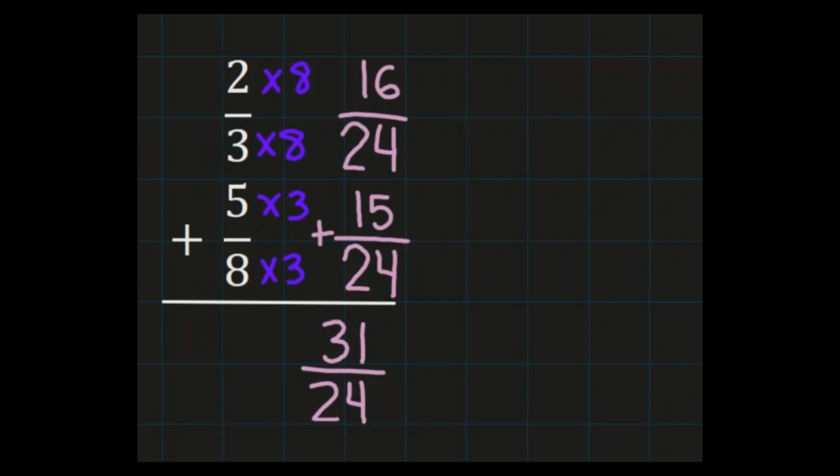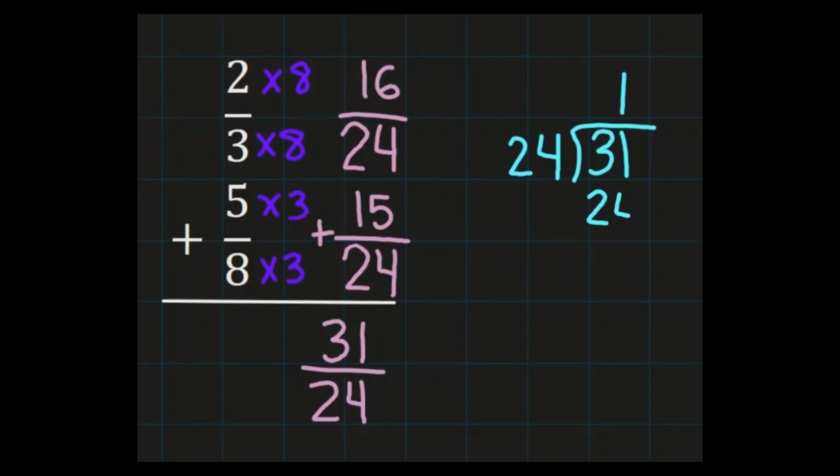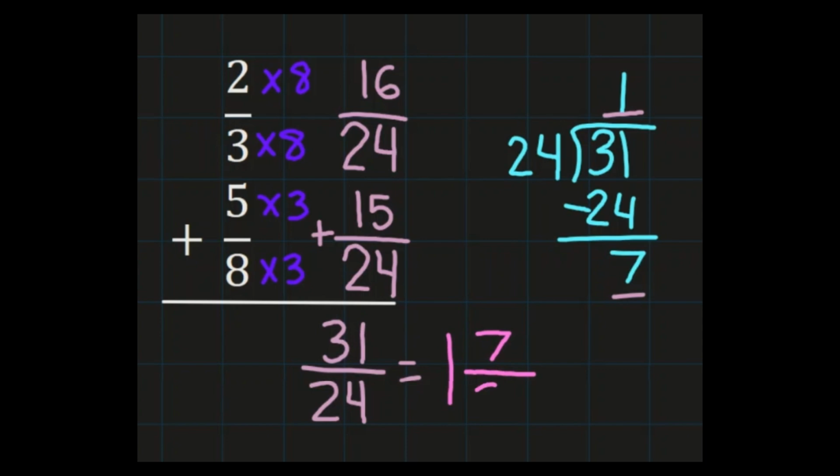It's an improper fraction, so I need to turn it into a mixed number by dividing my numerator by the denominator. So top in 31, the bottom out 24. So 31 divided by 24 is 1. 1 times 24 is 24. When I subtract, I get 7. And so my quotient of 1 becomes my whole number. My remainder of 7 becomes my numerator, and my denominator of 24 remains the same.